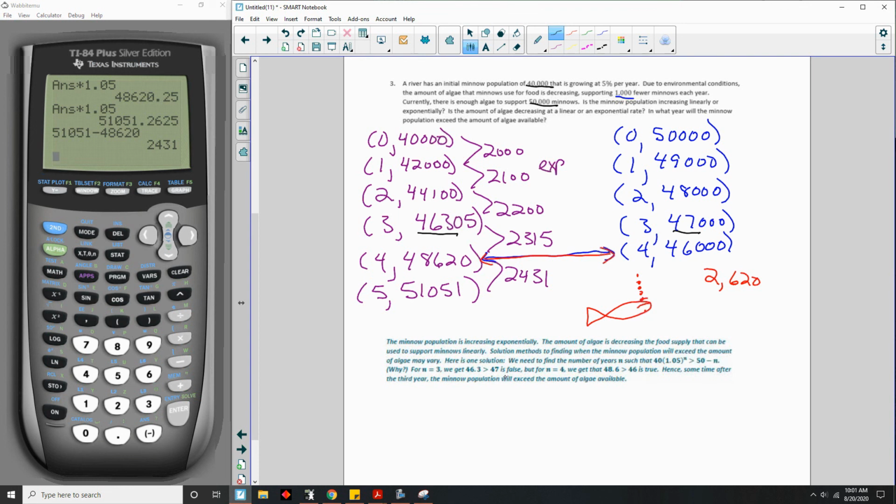Is false. So 46.3 is greater than 47 is false. So in other words, there's enough food to feed the fish. But for n equals 4, we get 48.6 and 46. 48.6 is greater than 46. That is true. So therefore, sometime after the 3rd year, the minnow population will exceed the amount of algae available.